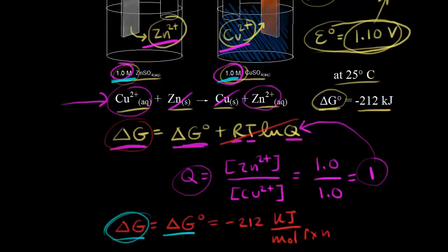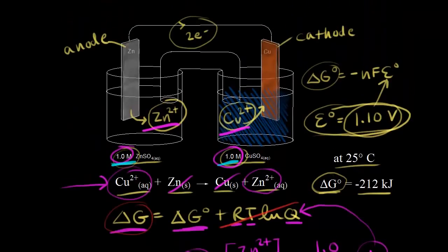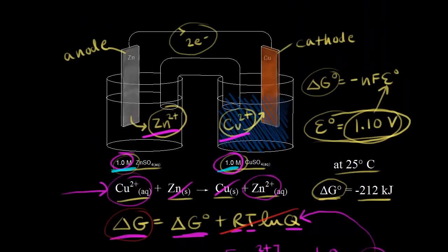Notice that delta G is negative, so we know this is a spontaneous reaction. This is a spontaneous reaction under standard conditions. So current flows, we get a voltage. So let's go back up to here. All right, so we get a voltage. We get a voltage at this moment in time.